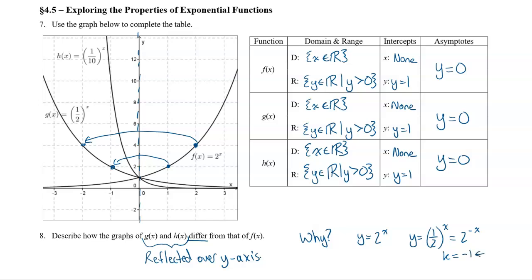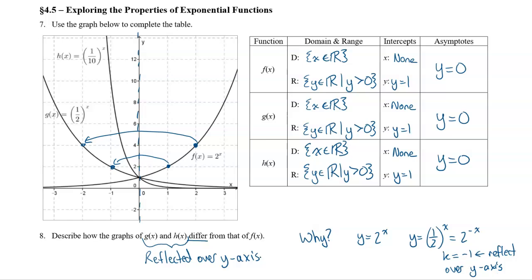And so what that means is that the k value is equal to -1. Well, what was a k value of -1? That meant it reflected over the y-axis. And so that's exactly what's happening when you make a base the fraction, 1 over that same base.